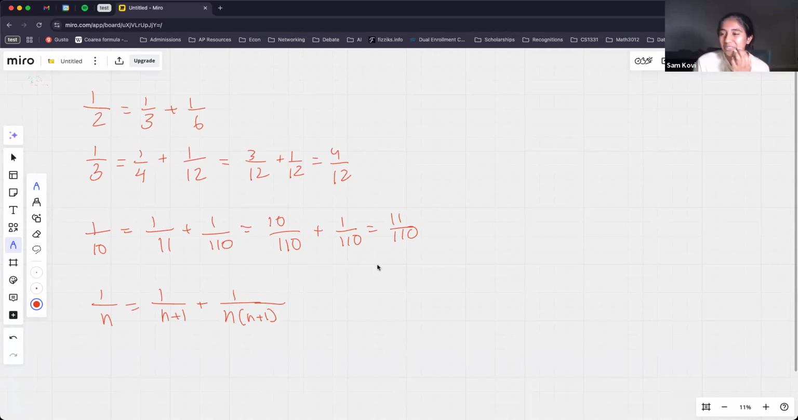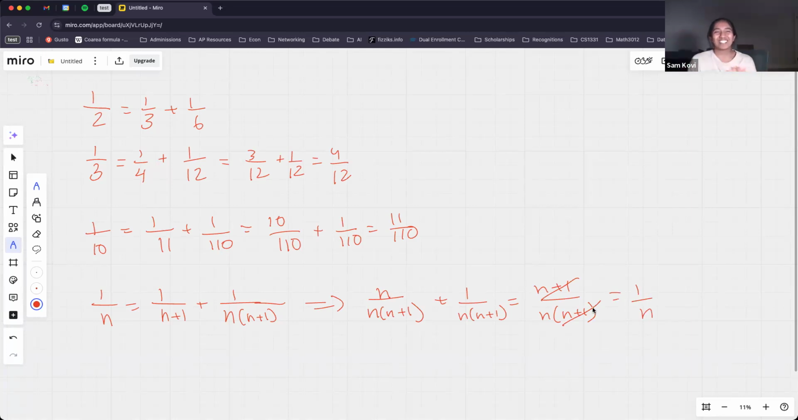This one is very easy to prove. Basically, we just want to get a common denominator. On the right-hand side, we can rewrite this fraction as n/(n times (n+1)) plus 1/(n times (n+1)). If we add that, we get (n+1)/(n times (n+1)). So n+1 and n+1 cancel out, and we just get 1/n. So that's how you know that this is actually true. And we call this property an Egyptian unit fraction.